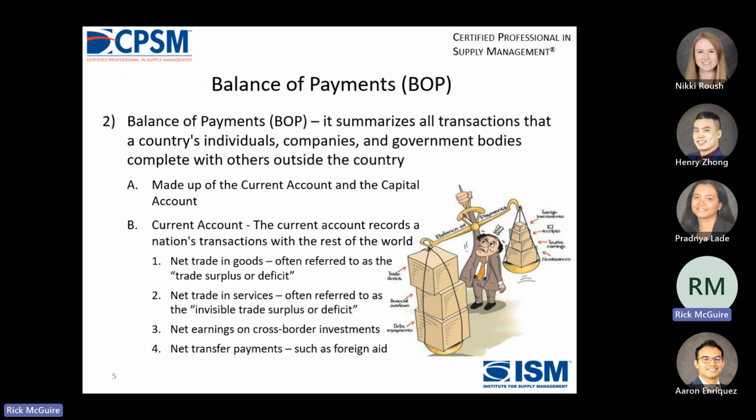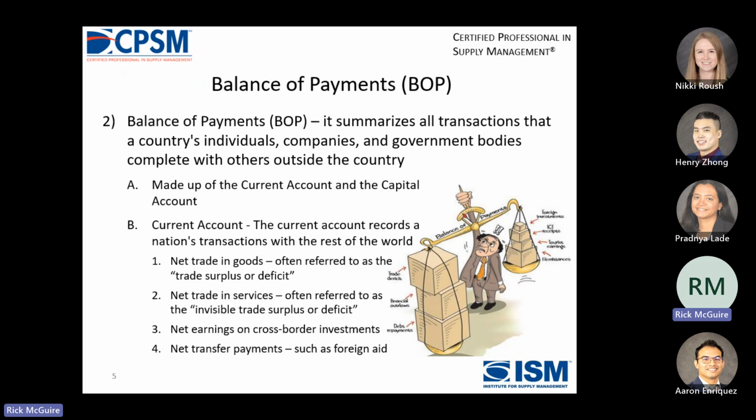So the next concept is balance of payments. So the balance of payments is kind of like the report card for the country. It summarizes all the transactions that a country's individuals, companies, and government bodies complete with others outside of the country. So it's made up of two accounts: a current account and a capital account. The current account is the nation's transactions with the rest of the world in goods and services. This is what you usually hear about a lot: a trade surplus or deficit.